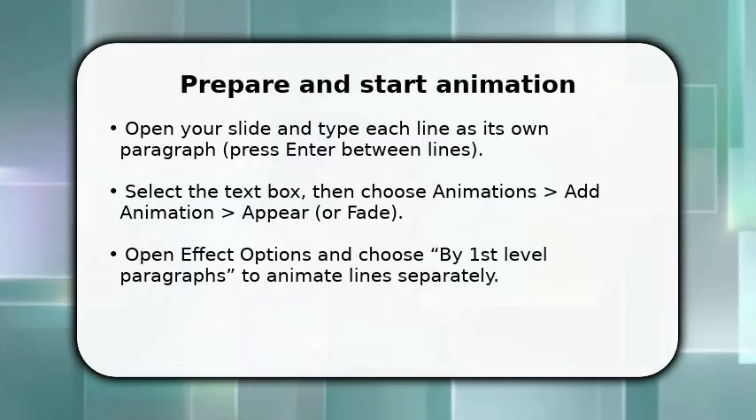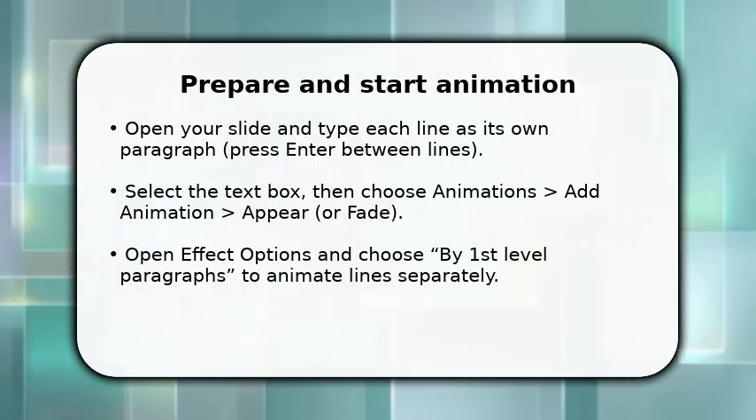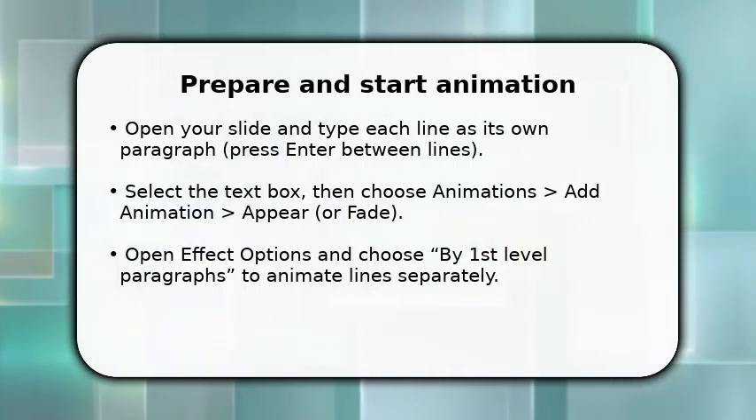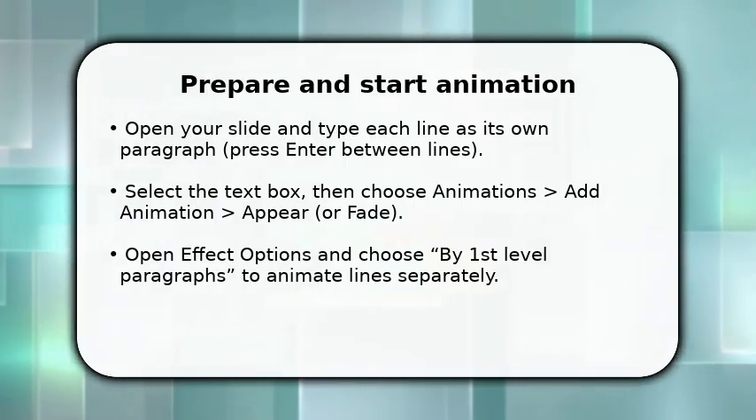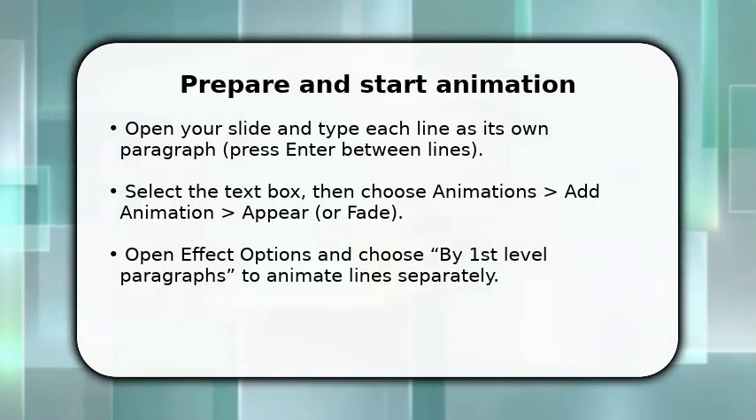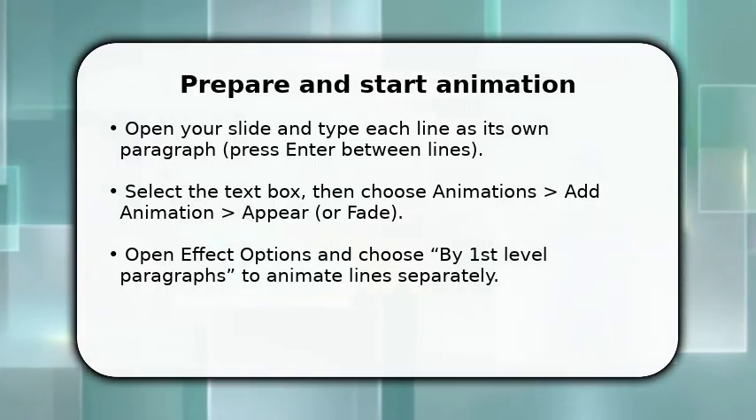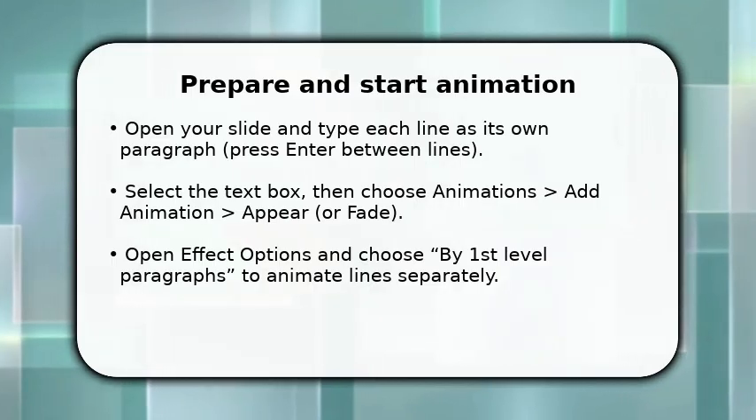You start by treating each line as its own paragraph. That's crucial. Once your lines are separate, select the whole text box and add a simple entrance animation like appear or fade. Make sure to open Effect options and change the animation to Run by first-level paragraphs. This tells PowerPoint to treat each paragraph as an individual animation step.